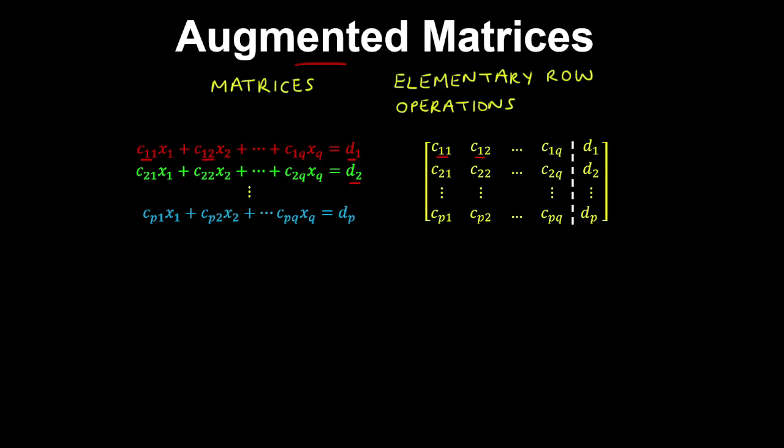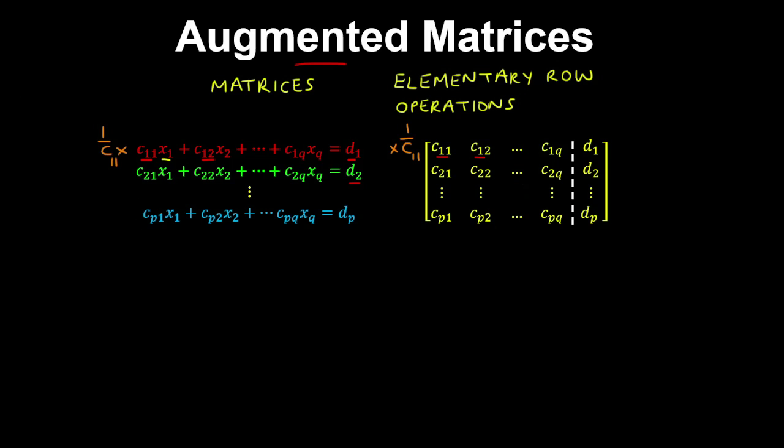So for example, an elementary row operation would be multiplying a row of this matrix by some constant. And when we multiply this row by a constant, we're basically multiplying the first equation by the same constant. So for example, if this constant were 1 over C11, then we're basically removing C11 from behind x1.